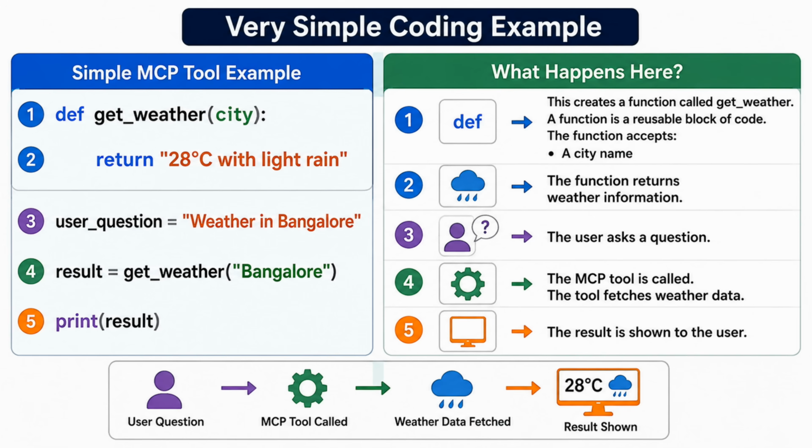Now we will see a simple coding example. Here you can see the MCP tool example. And here you can see the function get weather. If you pass city, it will return the weather information. In this flow, the user asks a question, weather in Bangalore, to the AI. Then the AI uses MCP to find the corresponding MCP tool, which is the weather tool. The weather tool is called, it fetches the weather data based on the city, and the result is shown to the user.